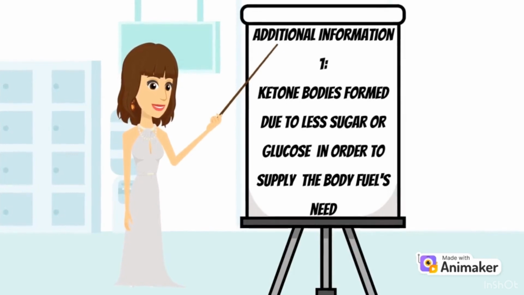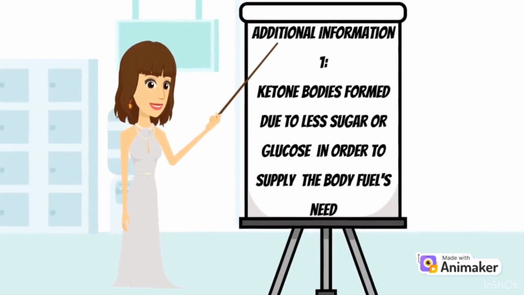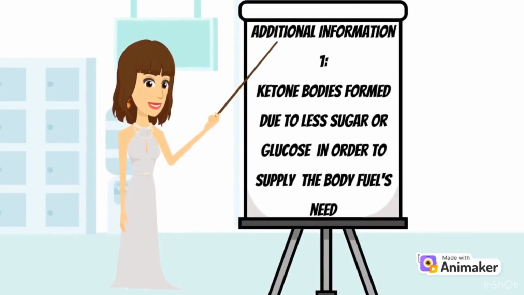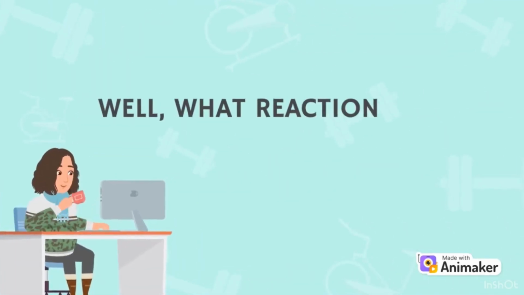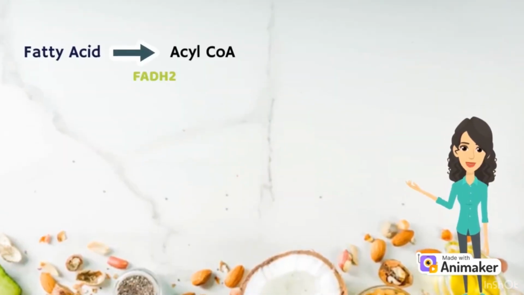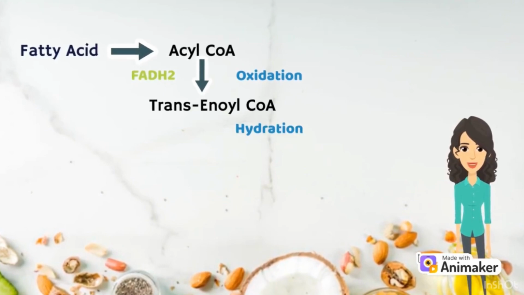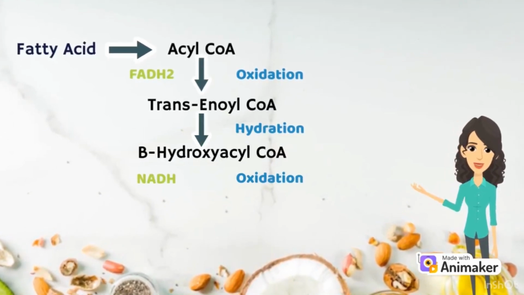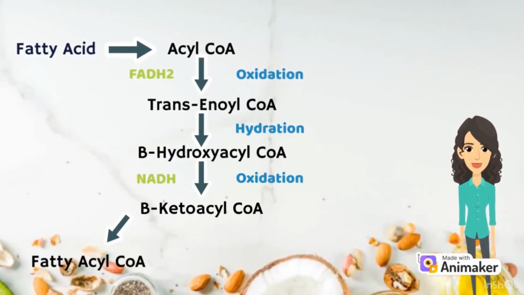Did you guys know that ketone bodies are formed due to less sugar or less glucose, in order to supply the body's full need? Ketone bodies are basically nature's energy source during starvation. Well, what reaction occurs in beta oxidation? Beta oxidation occurs in 4 steps: oxidation, hydration, oxidation, and cleavage of acetyl-CoA.